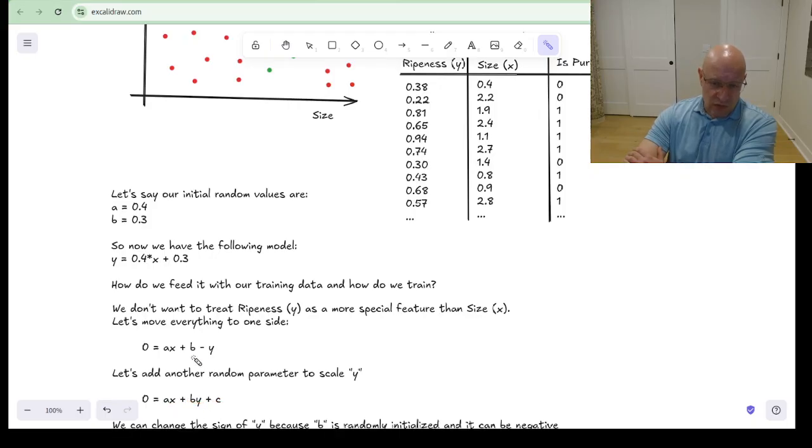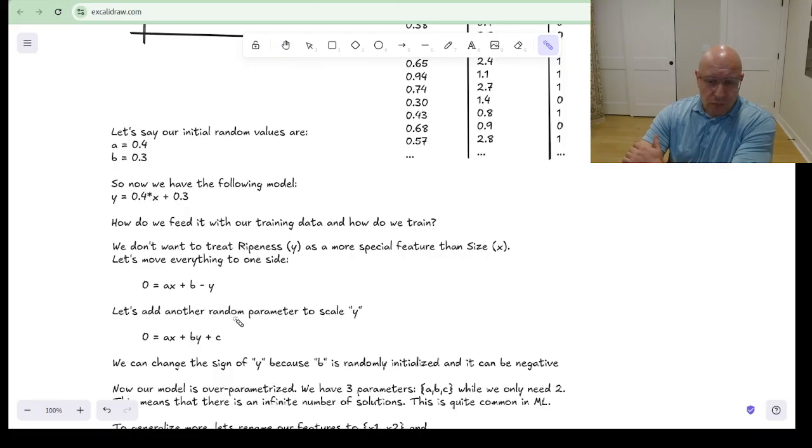So c is what b used to be before. So I changed also the sign here. It was negative, now it became positive here, because c is a free parameter. We will randomly initialize it, and then as the model trains, it will figure out if it needs to be positive or negative. So it shouldn't matter. And now we have a linear model, but it has three parameters: a, b, and c, which means it's over-parameterized.